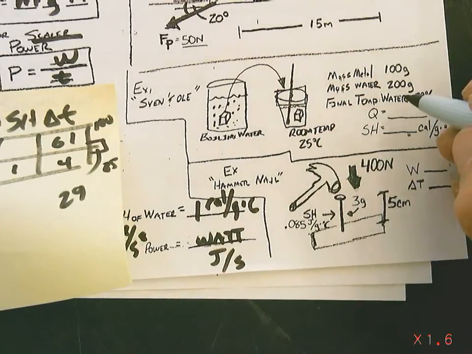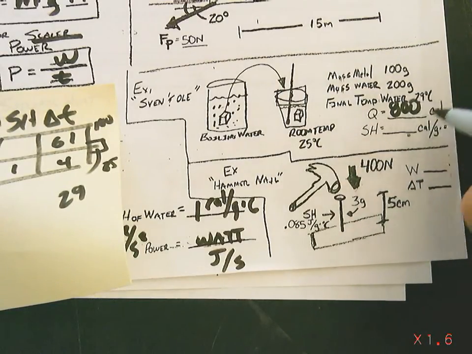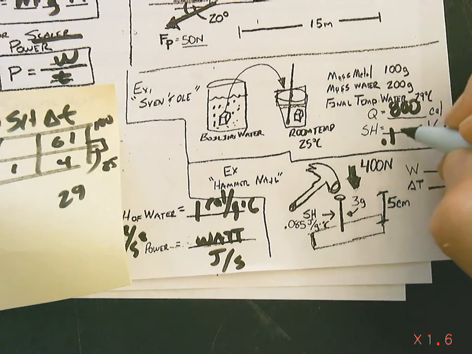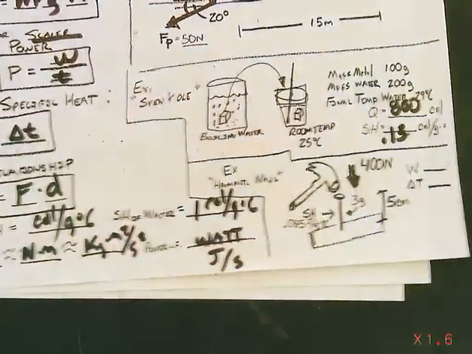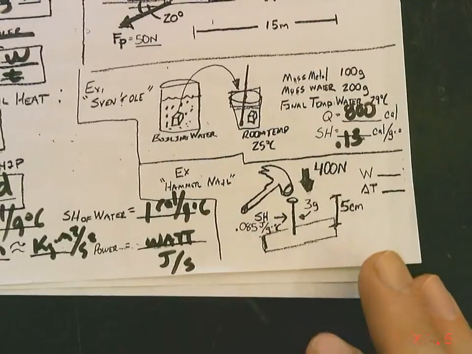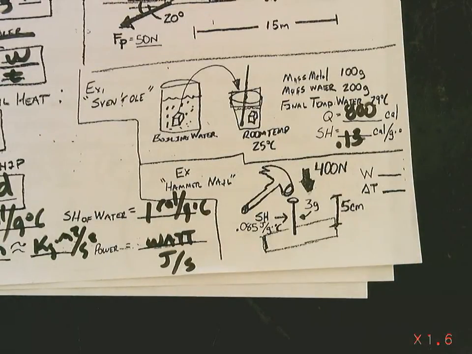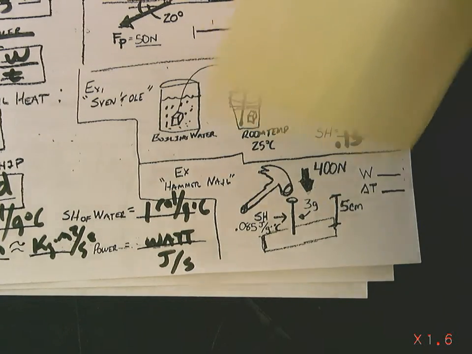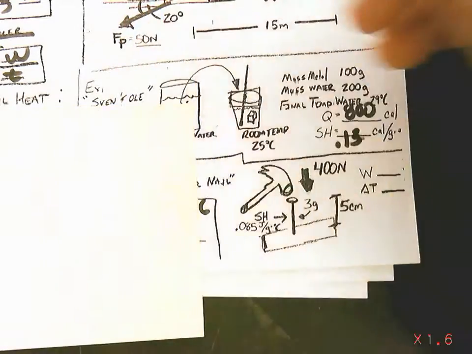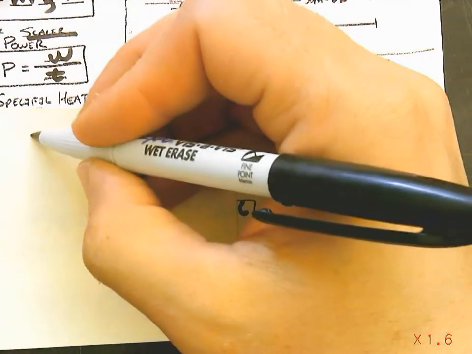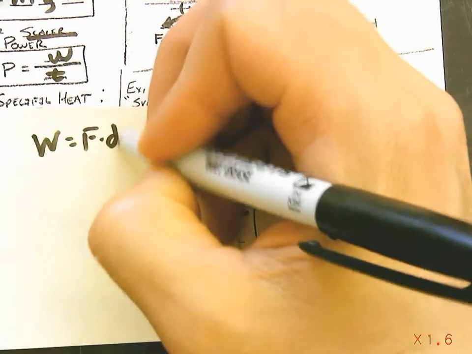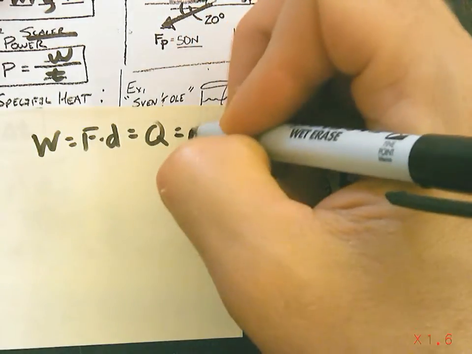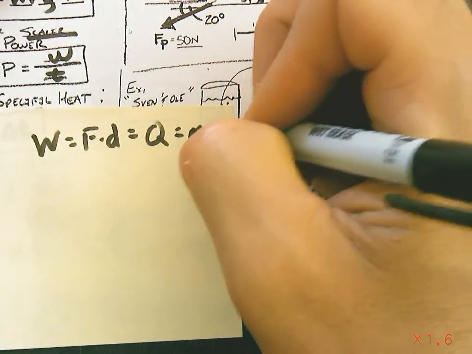So Q is 800, and 0.13 for specific heat. One more to go here in this first page of the study guide, and that's the hammer nail example. So the idea here is that work equals heat. Here's the concept. Work equals force times distance, which equals Q, which equals MSH delta T.